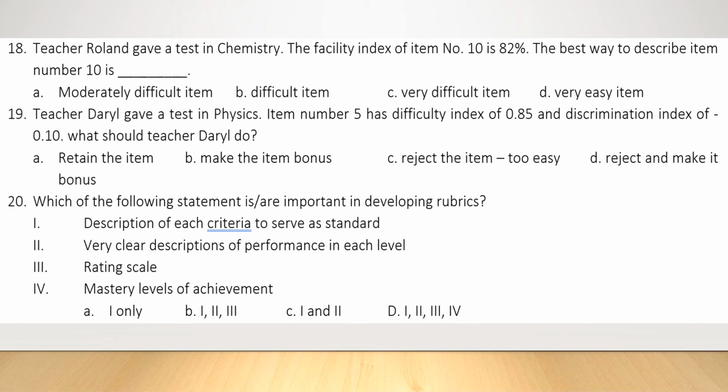So, let's go back to the question. Remember nga 0.10 ra, low ang iyang discrimination index. Unya 0.85 ang iyang difficulty index, very easy. So, what's your decision? Of course, you have to reject the test item. Naa na ako ang explanation sa letter C. So, the best thing to do is to reject the item. Why? Because it's too easy. Okay? So, reject the item.